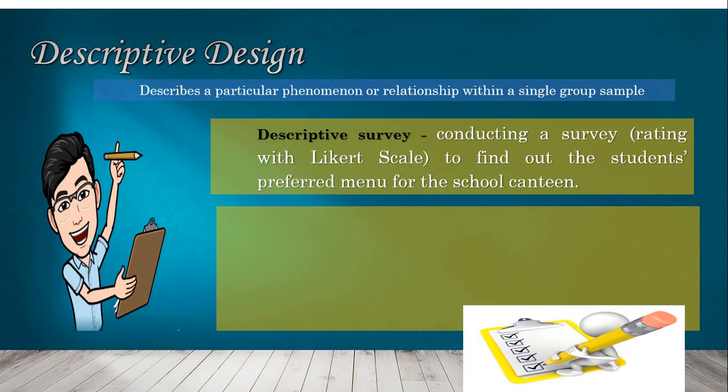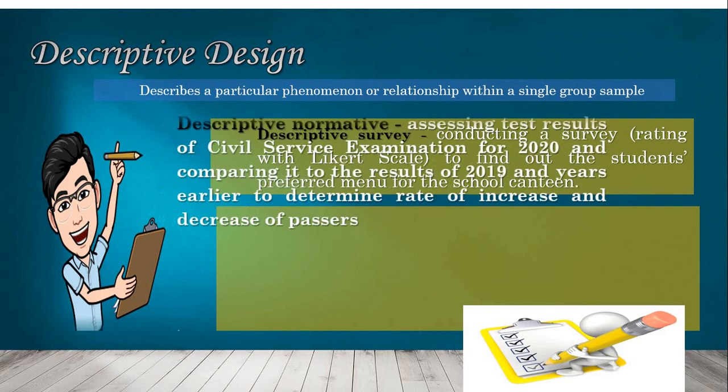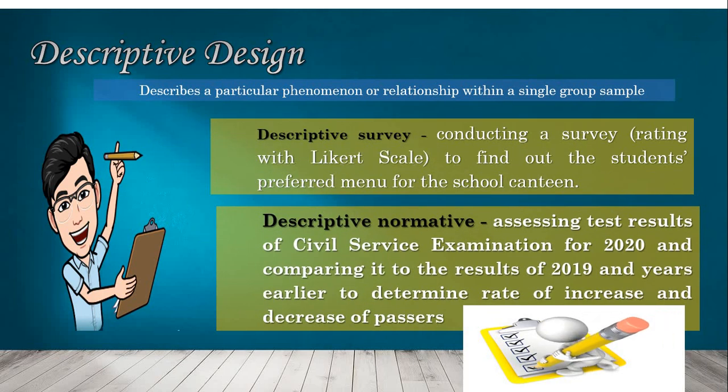Descriptive survey, na kung saan magkakaroon ng survey ang mga students kung ano yung preferred menu nila sa school canteen. Magpo-provide din sila ng Likert scale kung sila ba ay satisfied, unsatisfied, or ito ba ay poor or outstanding. Next example, we have the descriptive normative. So, i-assess lang ng mga researchers kung ano yung results na meron yung 2020 ng civil service exam sa dati na year, which is the 2019. So, to determine rate of increase and decrease of passers.